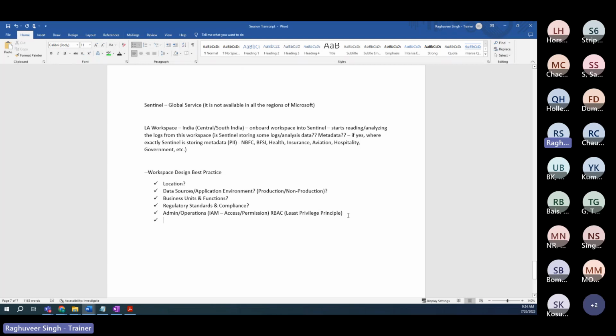Okay, then comes the pricing, which is very important. And pricing is directly related to the amount of ingested data, which is daily and monthly, plus retention. So that's another decision factor that I will be taking. What is my pricing for the service? Because based on the pricing, I will be taking this decision.